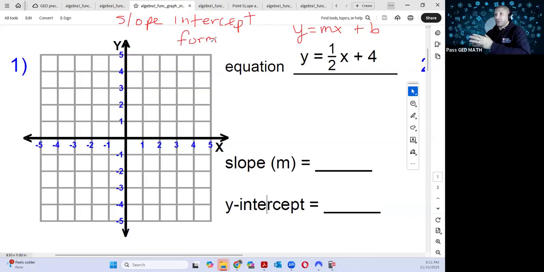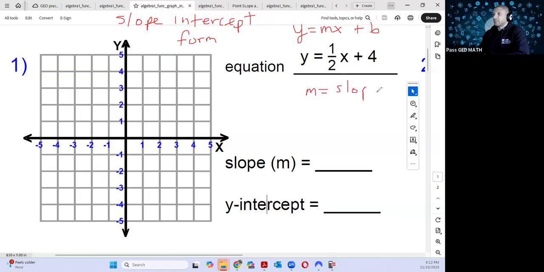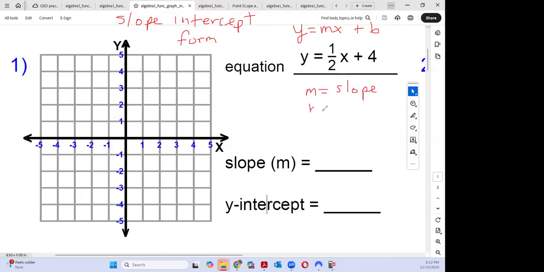The reason it's called slope-intercept form is because you should be able to look at this equation and identify the slope and the y-intercept immediately. What does the m stand for in this equation? The m is the slope, right? The b is the what? The y-intercept.